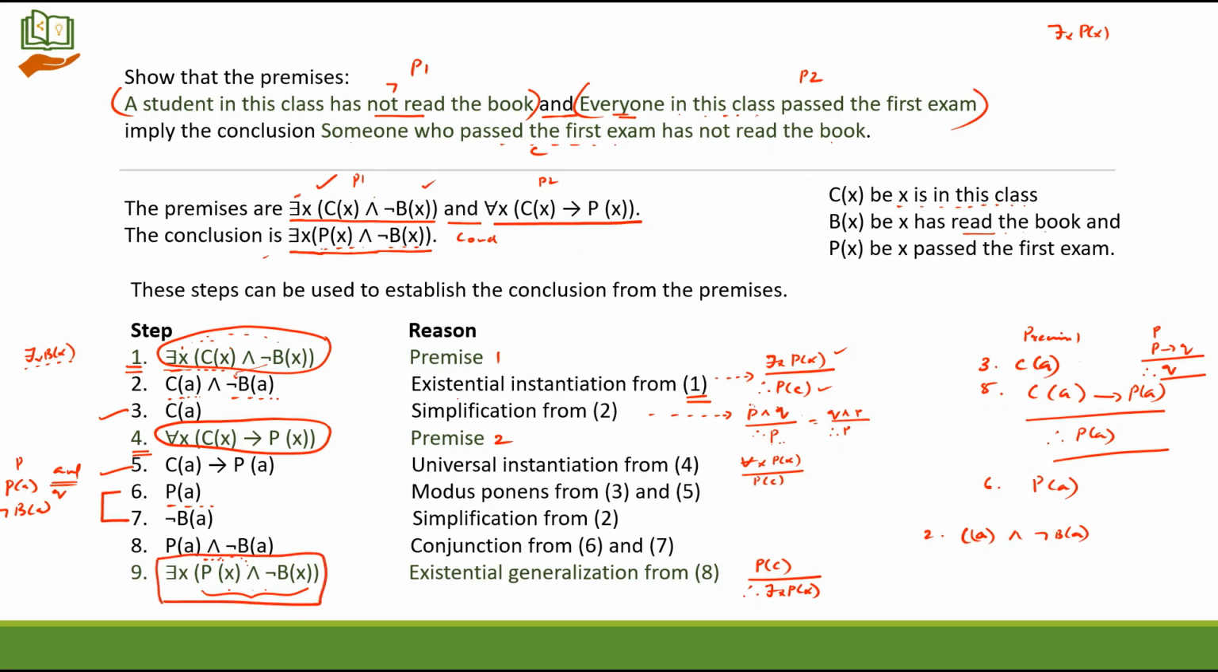Is the conclusion same as given here? Yes. If you are able to work with these two premises and bring to this particular conclusion format, this is actually true. So that's why they have given to prove that the premises imply the conclusion. So this is how you will be proving. There are lots of problems in this case. So this is one such problem that will give you some kind of practice.